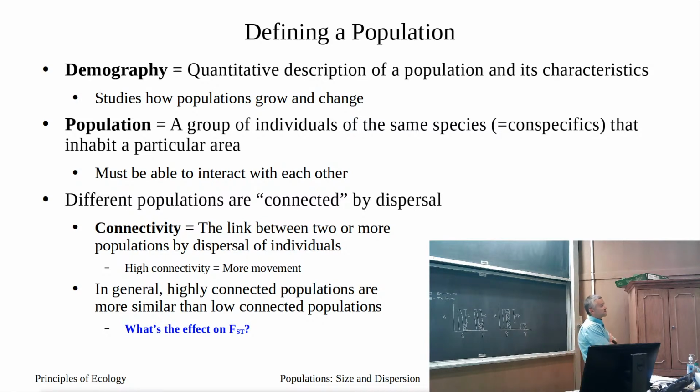So the question is, if you have high connectivity between populations, what's our FST value? Is it going to be large or is it going to be small? Small. High gene flow homogenizes the genetics. So we should have a high degree of genetic similarity, which gives us a small FST value.